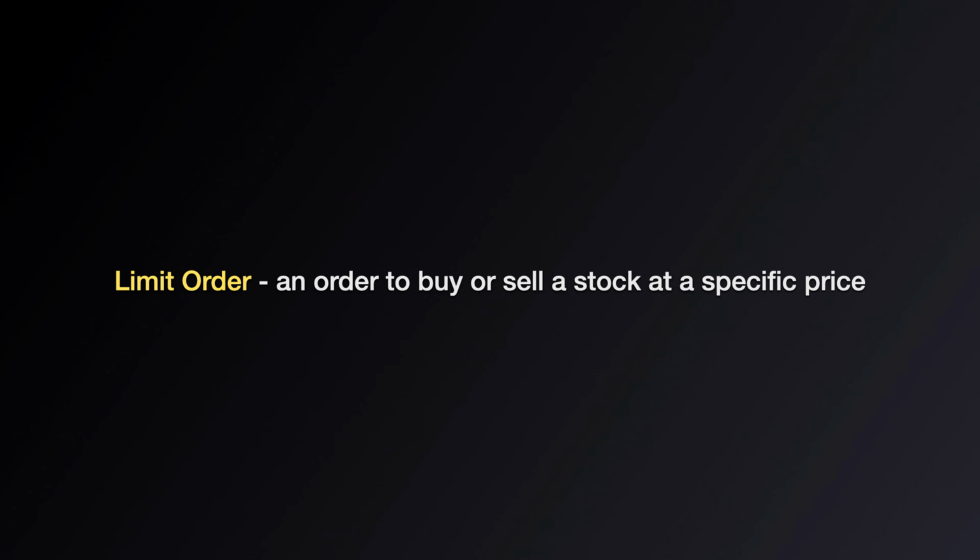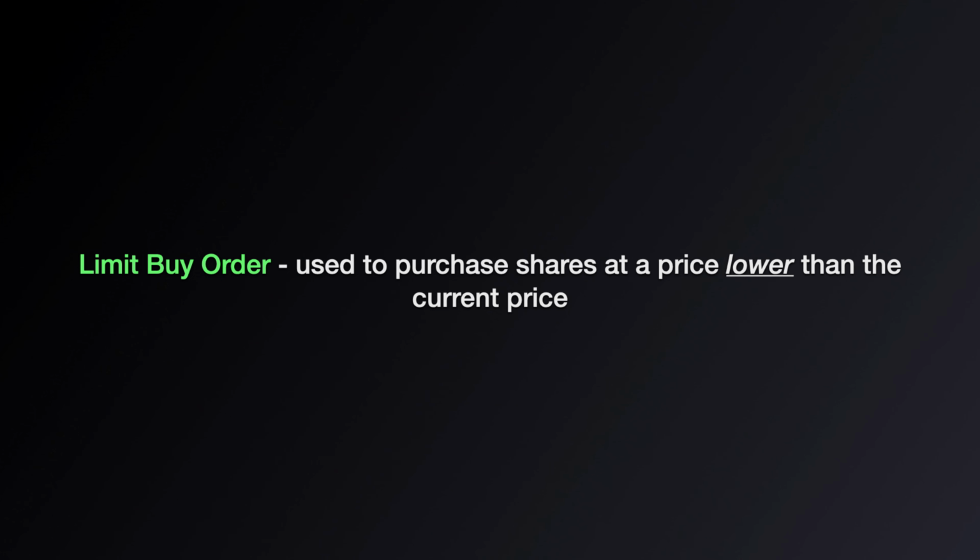Next up is the limit order, which is used to buy or sell a stock at a specific price. So unlike a market order where the price you buy or sell for isn't really guaranteed, the limit order guarantees the price you specify as long as there's enough shares available to fill your order. So a limit order is used to purchase shares at a price that is lower than the current price.